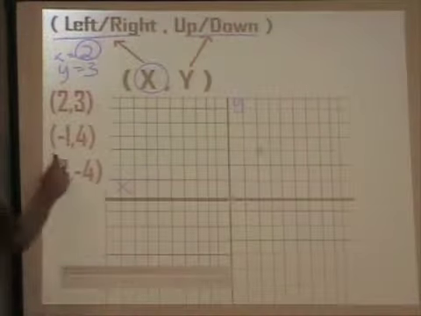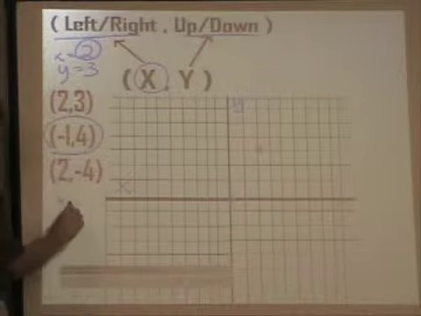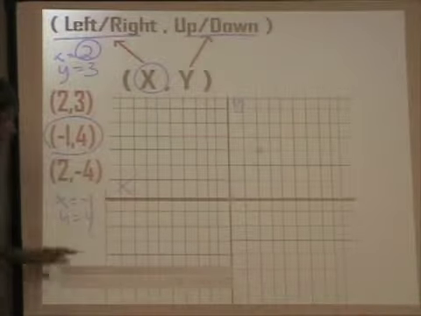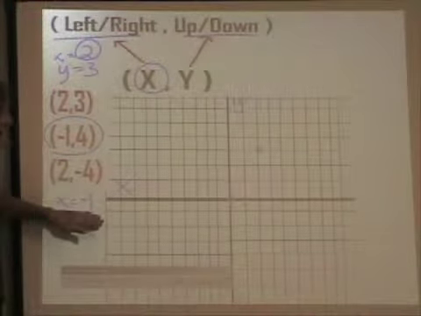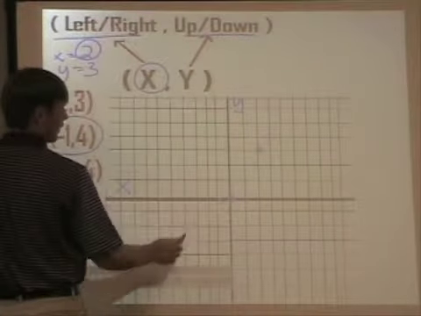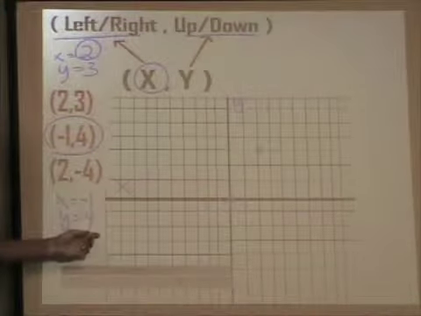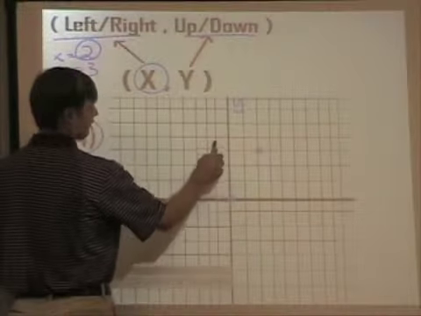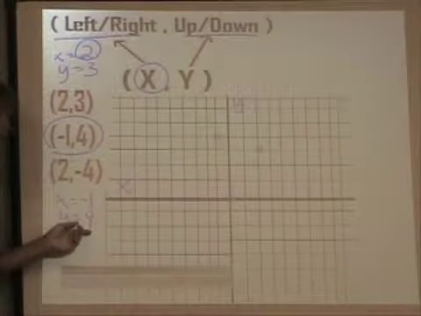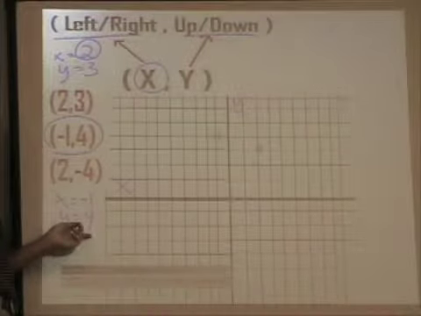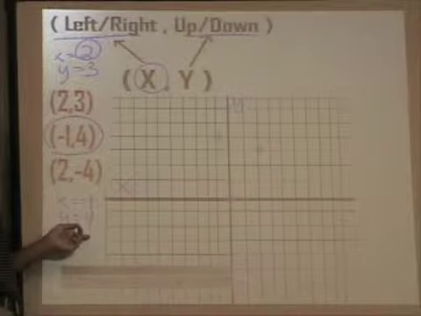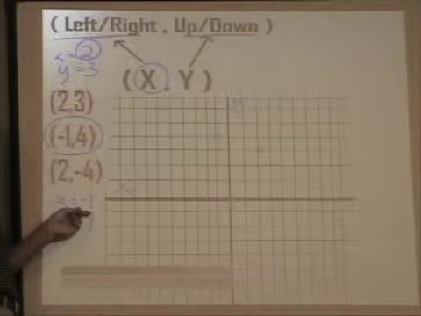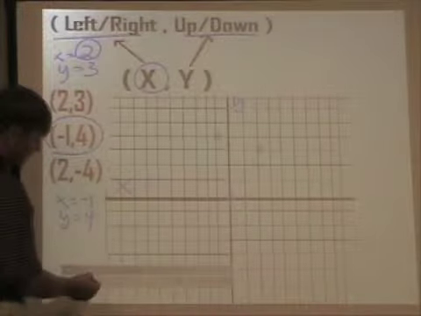Now, this point here, what does x equal? -1. And what does y equal? 4. Negative, when it's an x, tells you to go which direction? Left 1. So there I am standing. And this tells me to go up how many? 4. 1, 2, 3, 4. Why did I go up for my 4 and not down? It's positive. Positive means up. Negative means down. With your x, positive means right. Negative means left.